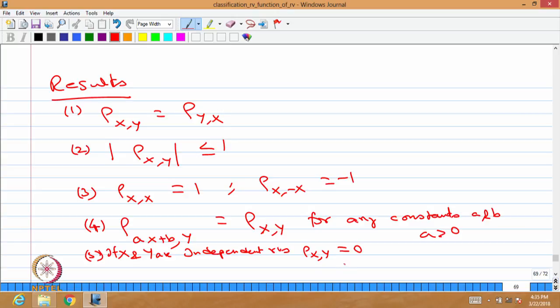Whereas the converse is not true. That means, if the correlation coefficient is 0 for two random variables, that does not imply those two random variables are independent.